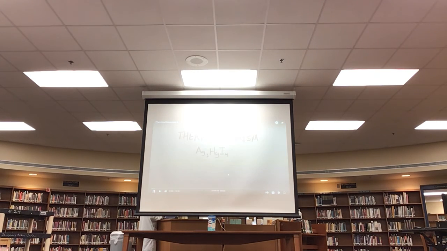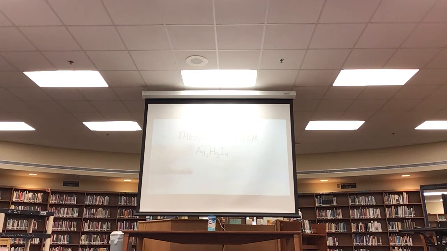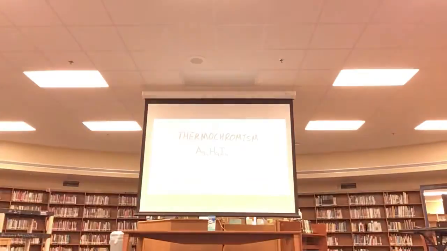Hi everyone, and welcome back. Today we'll be exploring an interesting property of certain compounds called thermochromism. Thermochromism comes from two root words, first being thermo, related to temperature, and chroma, which means color. And as you may have guessed, thermochromic compounds tend to change their color with temperature. And by changing color, they change the way that they reflect light.